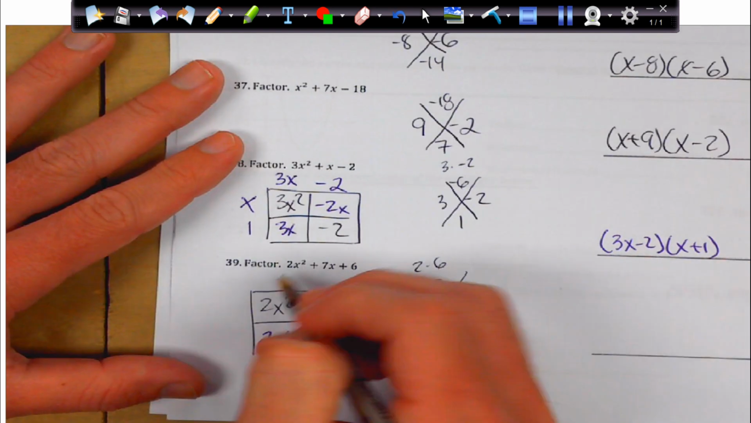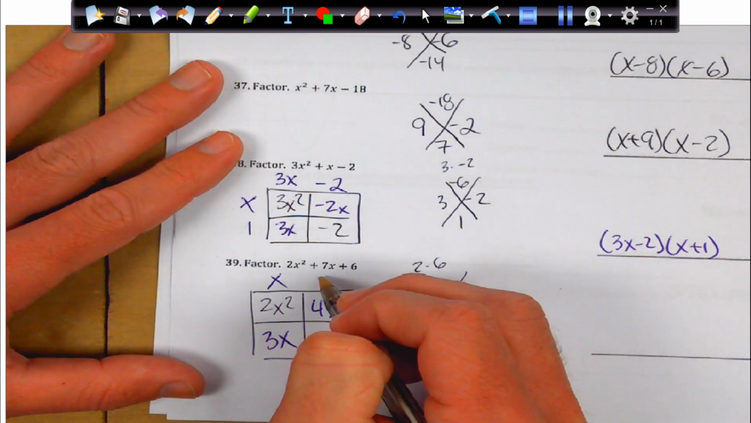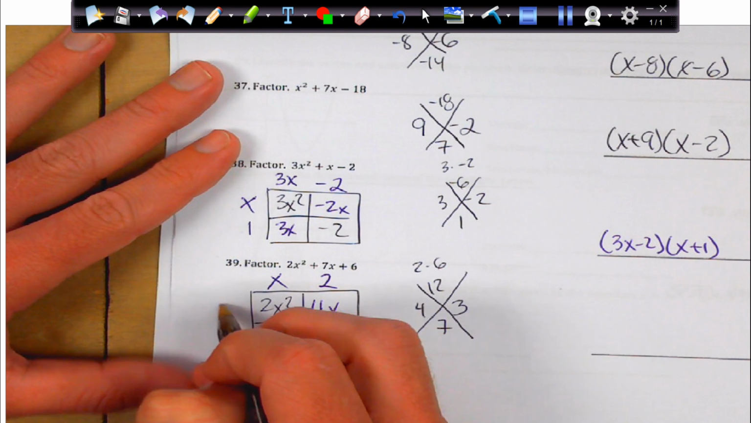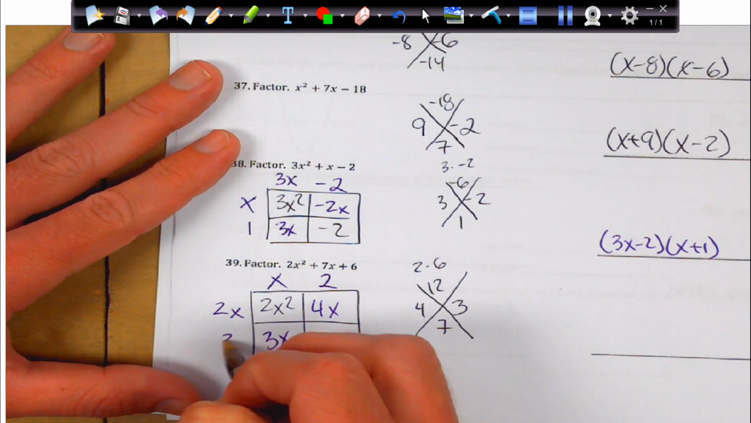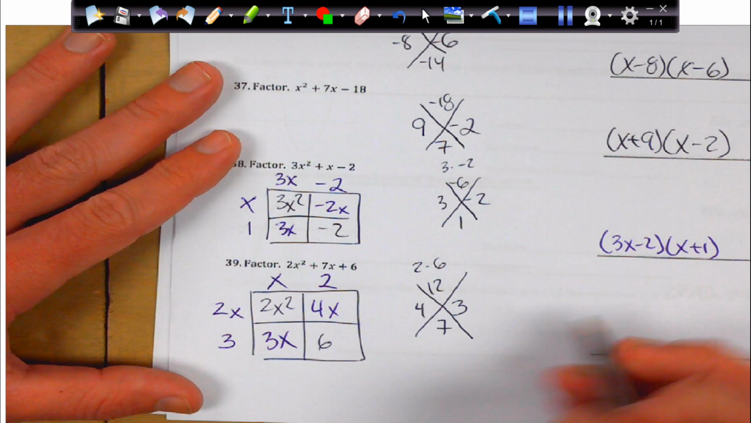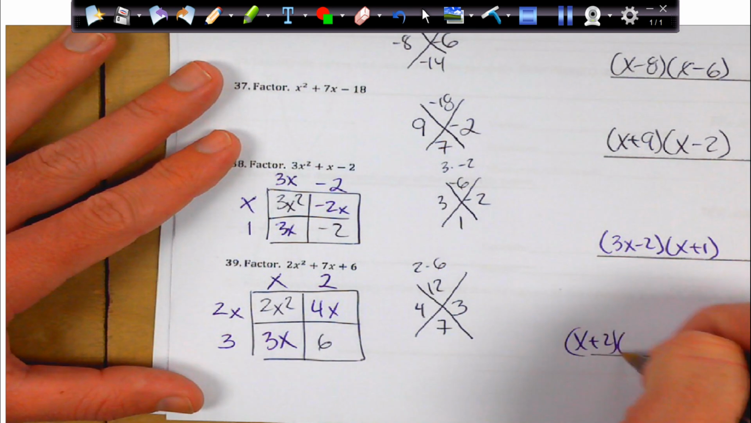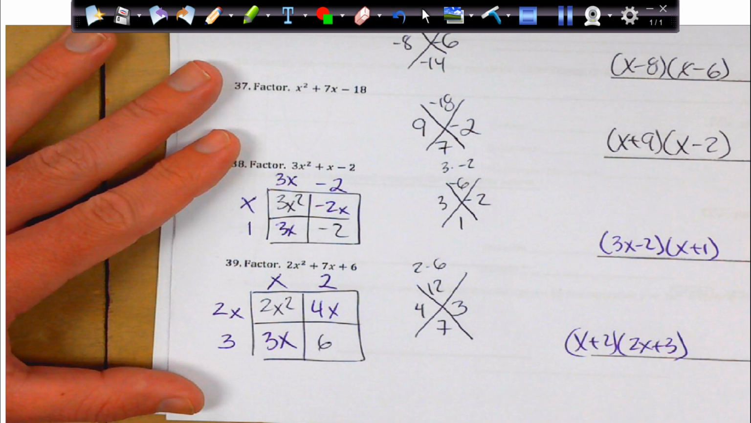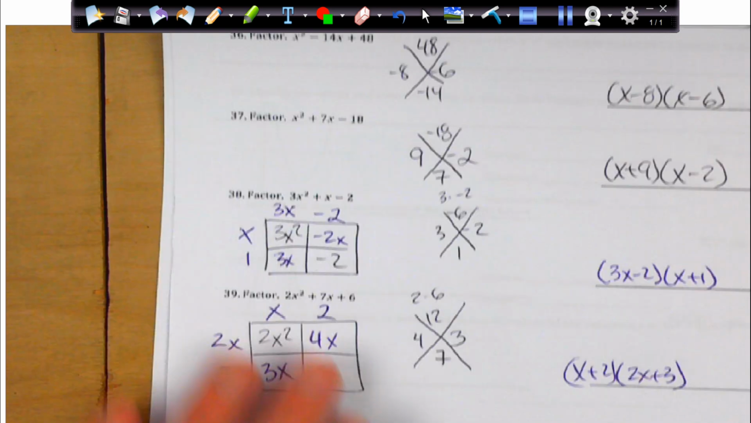And we can factor out an x that way. I factor out a 2. I can factor out a 2x, and I can factor out a 3, and we just double check. Does everything multiply? It does, so we get x plus 2 and 2x plus 3. All right, a lot of factoring.